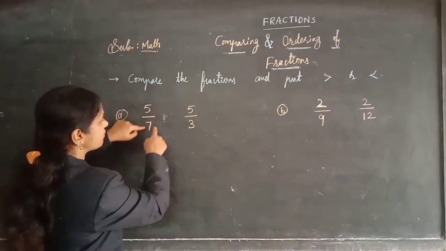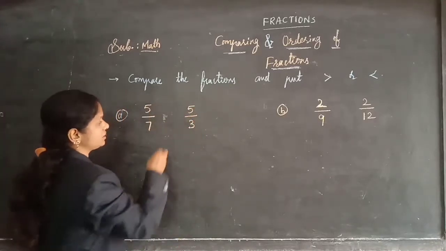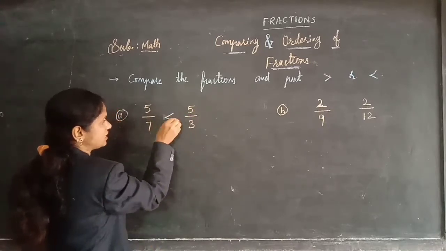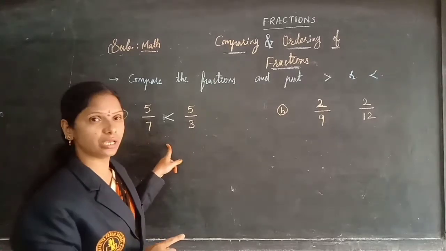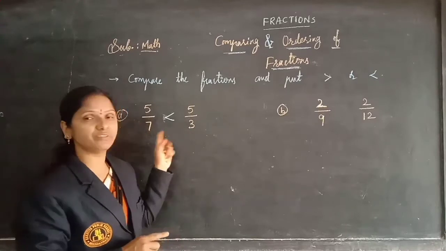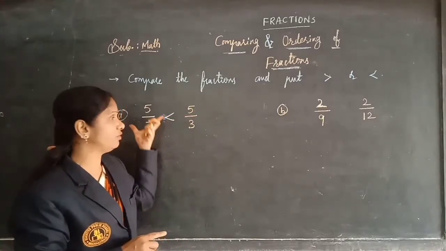Means 5 by 7, 5 by 3. Here you need to take less. 5 by 7 is smaller than 5 by 3, means the less than symbol. We need to take it the reverse way, children. Here observe carefully. For unlike fractions with the same numerator, we need to take it in reverse. Smaller denominator value will be bigger. Bigger denominator value will be smaller.